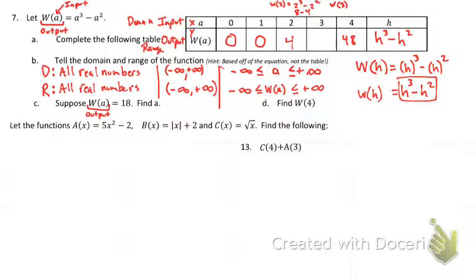Now let's do 3. So my input is 3, and we want to know my output. So it's 3 to the third minus 3 to the second. That's going to give me 27 minus 9, and we get 18. So let's go back to C here.